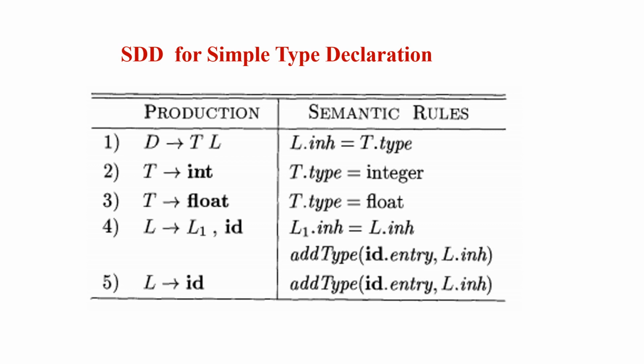The meaning of the semantic rules of this is, since it's a list of identifiers, we have a function called add type. Whatever the identifier here, it should be entered into the symbol table. A means A is entered into the symbol table and the type is entered into the symbol table. So it has two arguments, id dot entry and L dot inherit. Add type, and L tends to id. Add type id dot entry into the symbol table, whatever the identifier, and L dot inherit is the type.